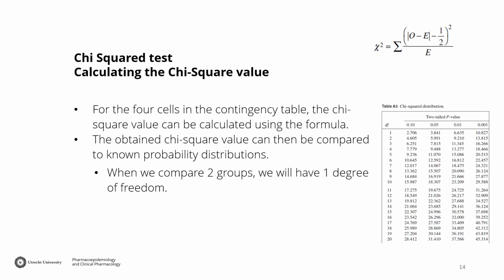For the chi-square test, to go from the calculated observed and expected values to getting the actual chi-square value, we want to have the 4 cells in the contingency table, so 4 cells from the observed and 4 cells from the expected. As you can see in the formula at the top right, we would have the sum of all the differences between observed and expected, minus a half, to the power of 2, and then we divide that by the expected values. And we do that for each of the 4 cells in the contingency table.